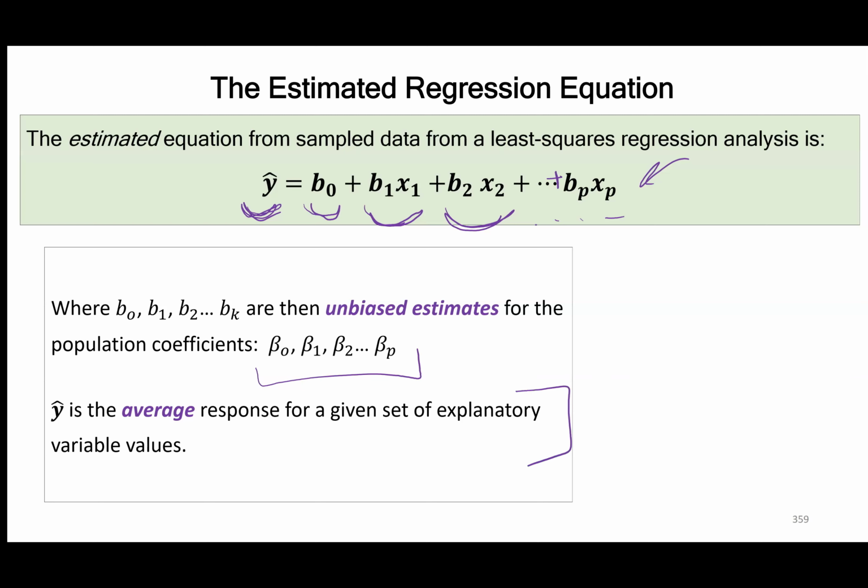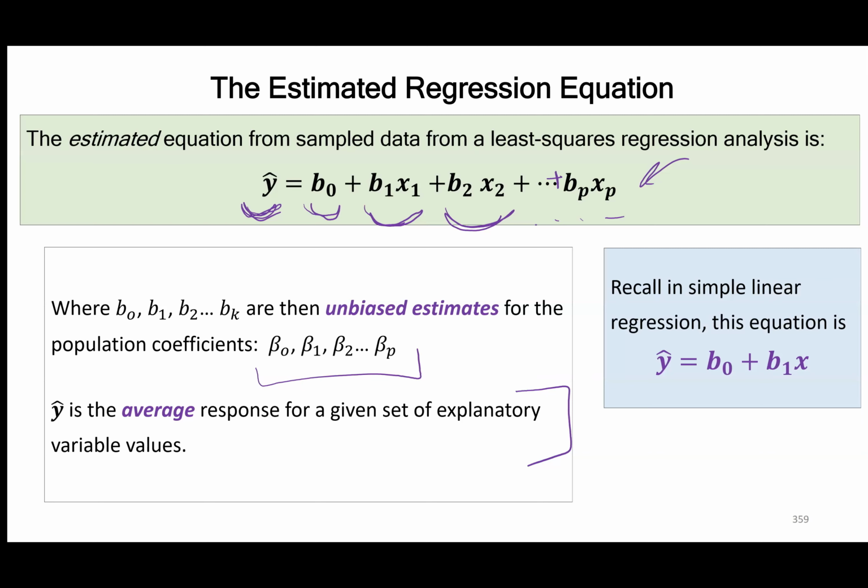And then y hat, that's going to be the average response for a given set of explanatory variables. So in this case, you might have somebody who has 60 minutes of daily activity and is male. That's a specific set of explanatory variables for this example. Recall, in simple linear regression, it was simpler because we only had one explanatory variable. So it simplifies to y hat is equal to B0 plus B1 times whatever the explanatory variable was.